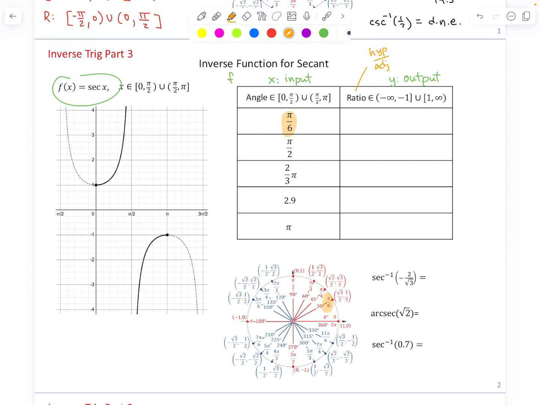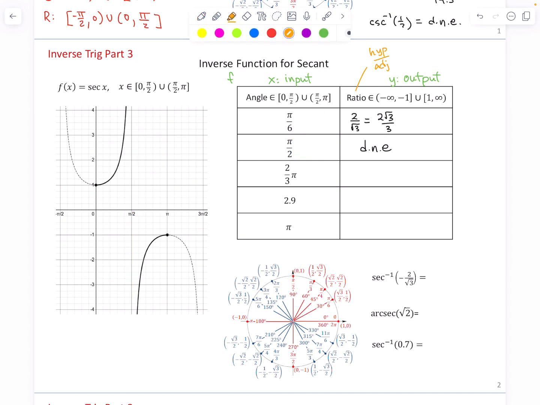Here's pi 6. The cosine is the first coordinate, rad 3 over 2. So the secant of this angle is its reciprocal, 2 over rad 3, which if you rationalize is equal to 2 rad 3 over 3. Now secant of pi halves points up. The first coordinate is 0, and 0 you cannot reciprocate, and we get DNE, because at angle pi halves, we have our vertical asymptote, and there's no output.